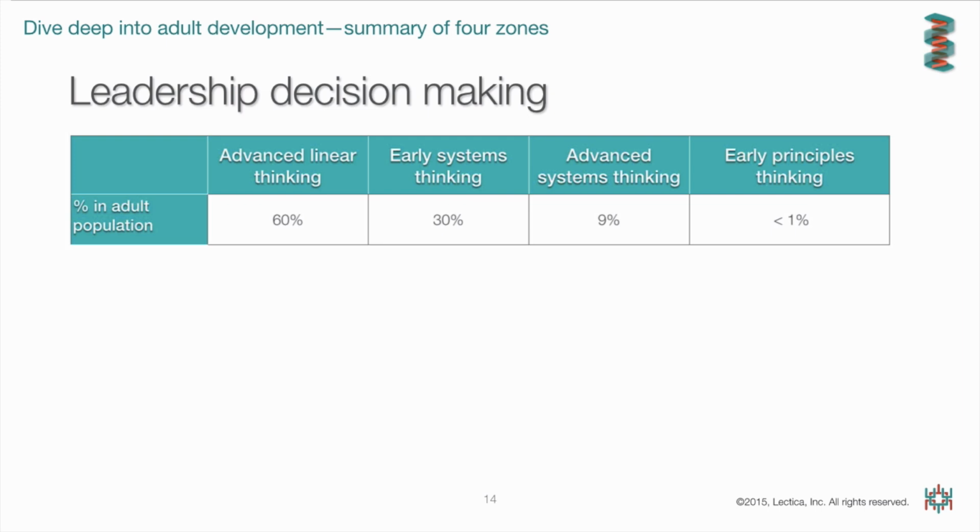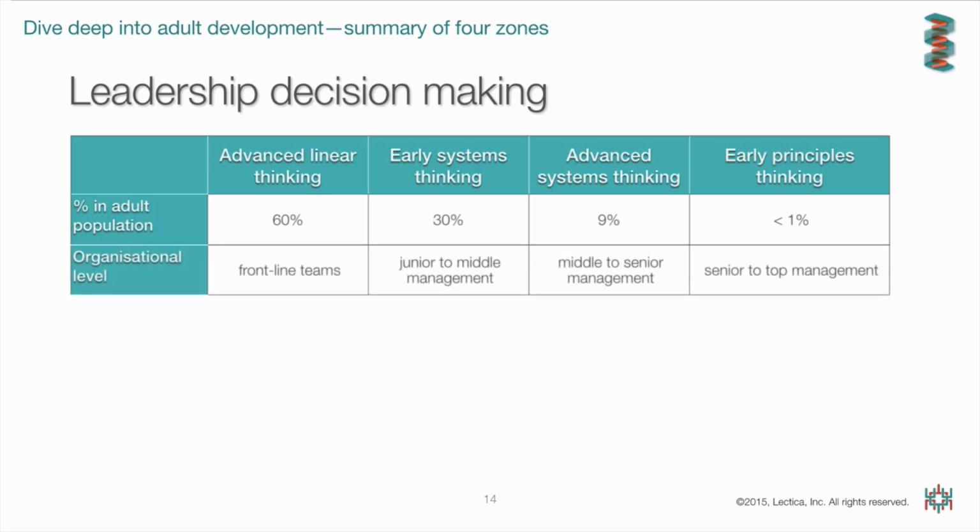How do the zones line up with typical management layers? Advanced linear thinking is usually adequate for frontline team members, early systems for junior supervisors through to middle management, advanced systems for middle managers through to senior managers, and early principles for senior managers up to top executive management.